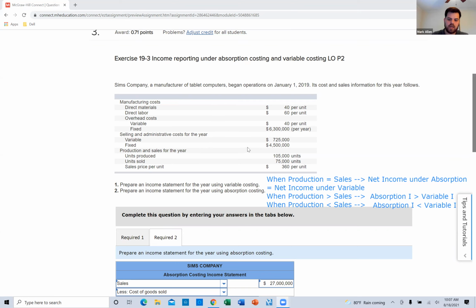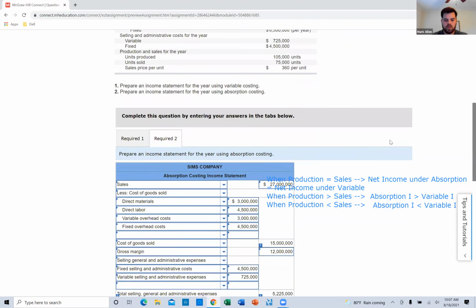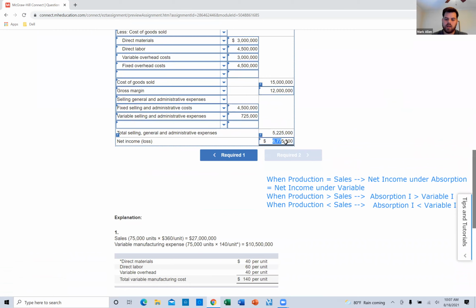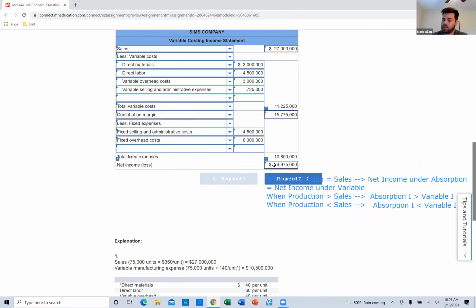So we said in this case, units produced 105, units sold 75. So production greater than sales, this is the case we're looking at. And we said absorption income should be greater than variable income. Let's see if that's true. This is my absorption costing income statement. Net income, 6,775,000. Is that greater than 4,975,000? I believe that it is. And so we can see exactly that that rule did hold.